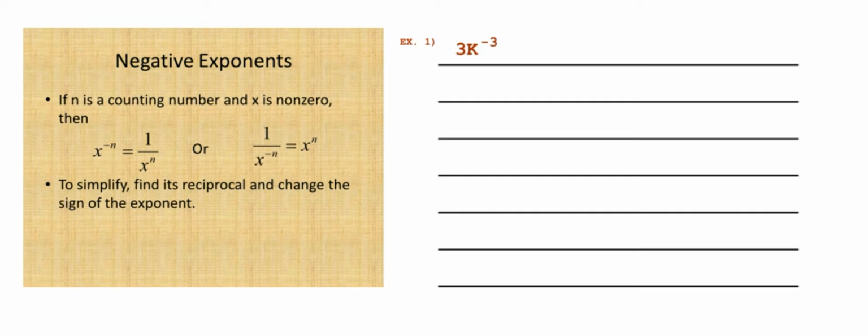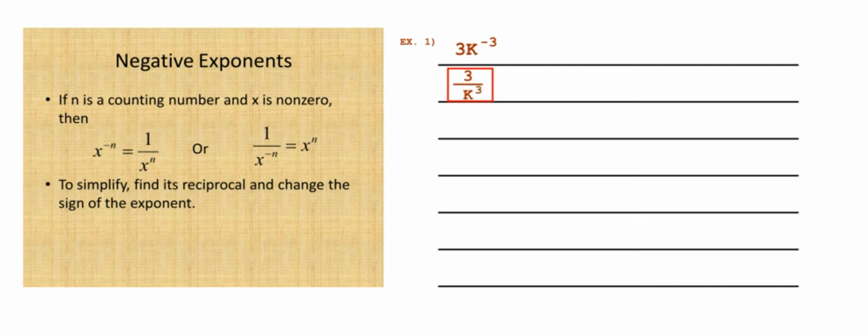To convert to a positive exponent, we've got to put it under the denominator. In other words, let's put a fraction sign and put it underneath. So 3 over k to the positive 3 makes it a positive exponent. And essentially, that's as far as we can simplify it. That's our answer for that one.